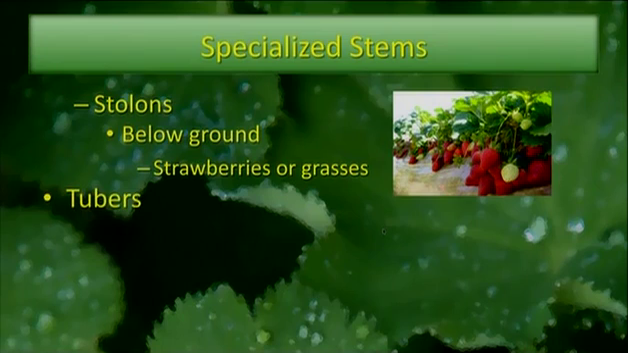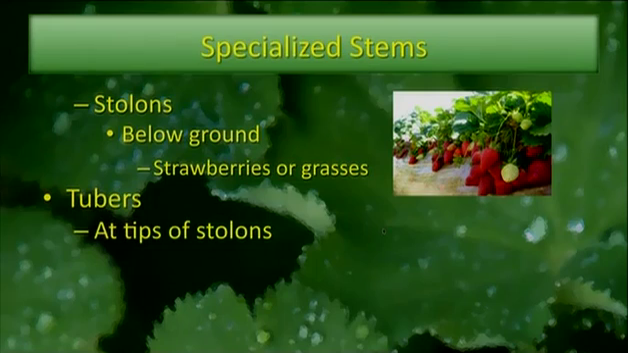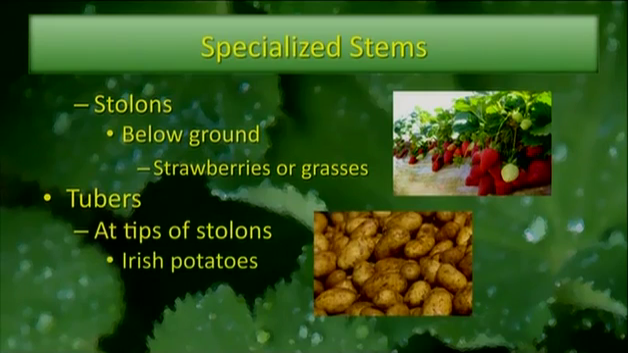And tubers actually are at the tips of stolons. Okay, they grow at the tips of stolons. What they are, they actually swell from the accumulation of food. So a good example of a tuber or a stem tuber is Irish potatoes. Okay, so this Irish potato is not a root. It's actually a stem, just like ginger rhizome is not a root. It's actually a stem. Okay, so they swell from food, and you have a thickened stem, and the eyes of the potato are actually the buds. Okay, are actually the nodes.